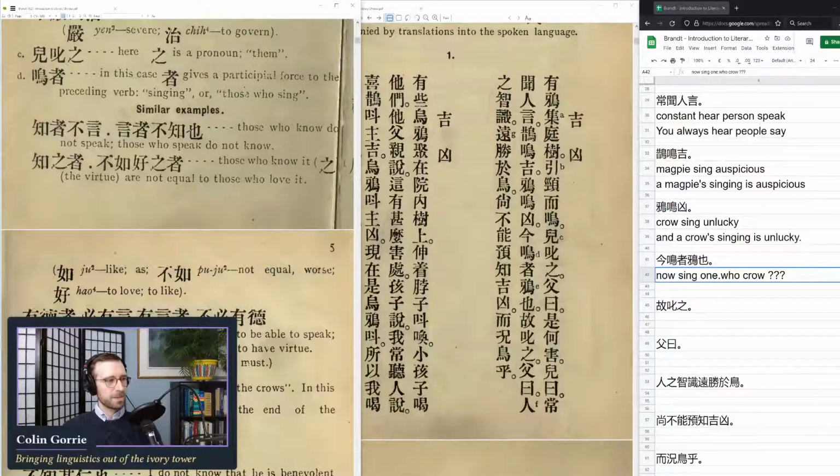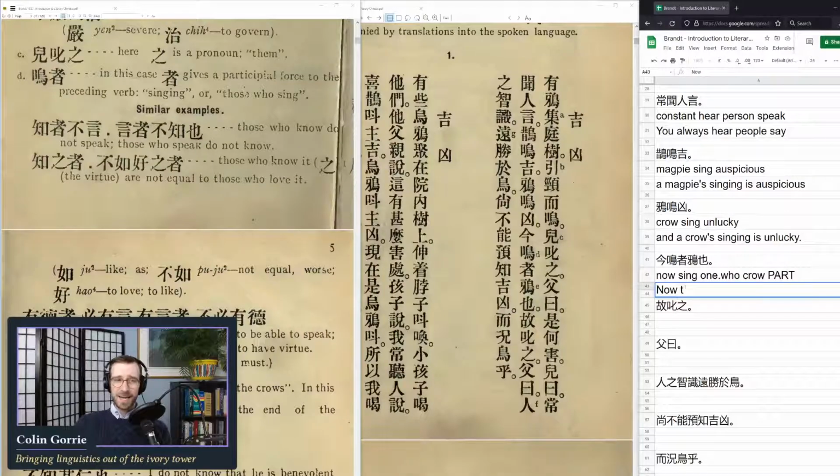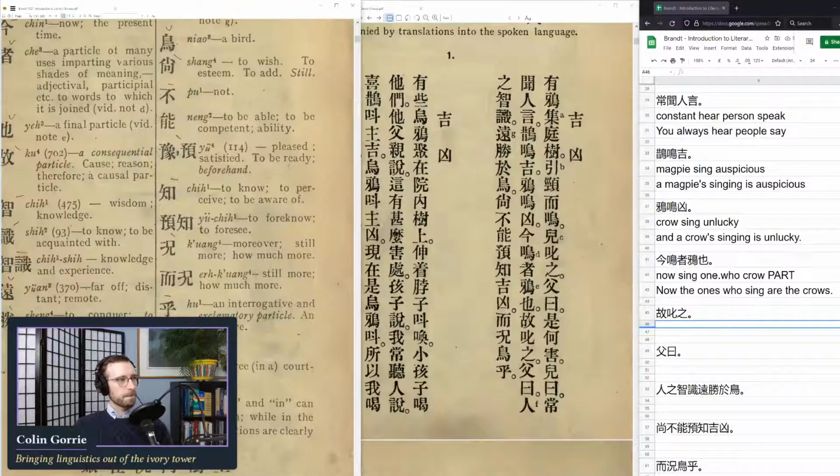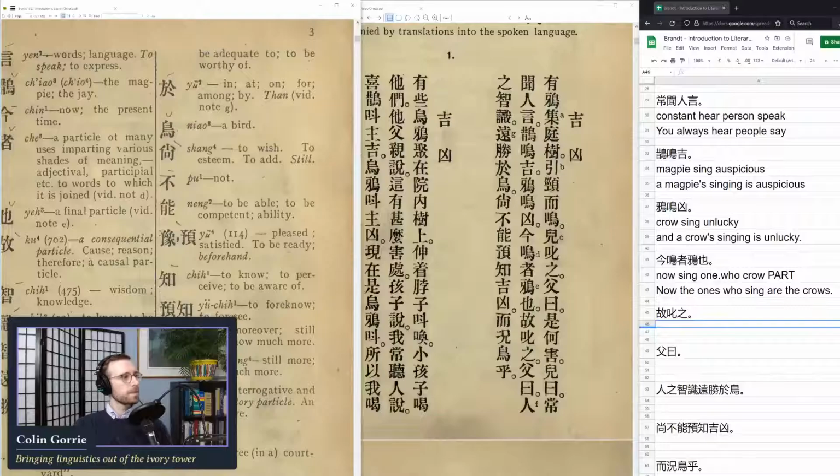are the crows. So we have this final particle, yeah, which marks the end of the sentence. So let's be super agnostic and just call this particle. I don't think we have enough information, or rather, I don't really want to take it on faith that it's a sentence ending particle without knowing a little bit more about it. So let's just call it a particle. And translate this as now the ones who sing are crows, or are the crows. Okay. What's next?